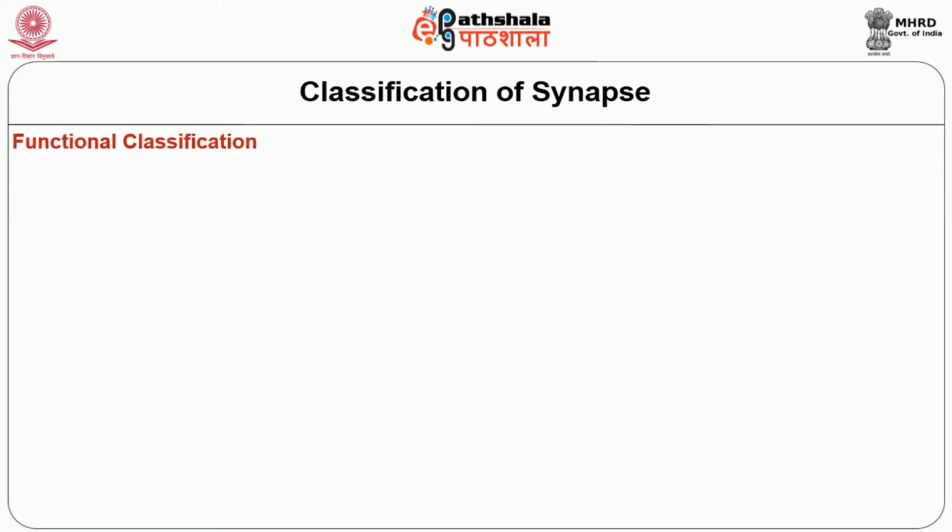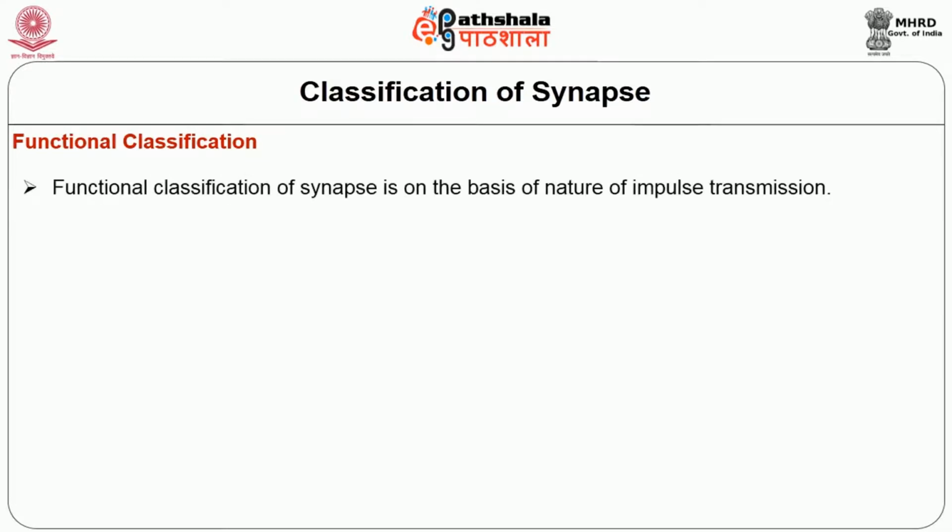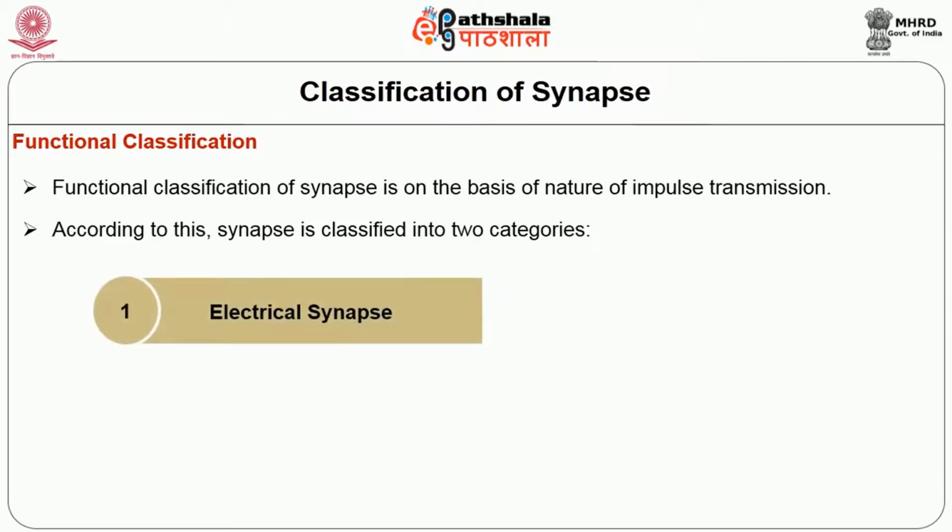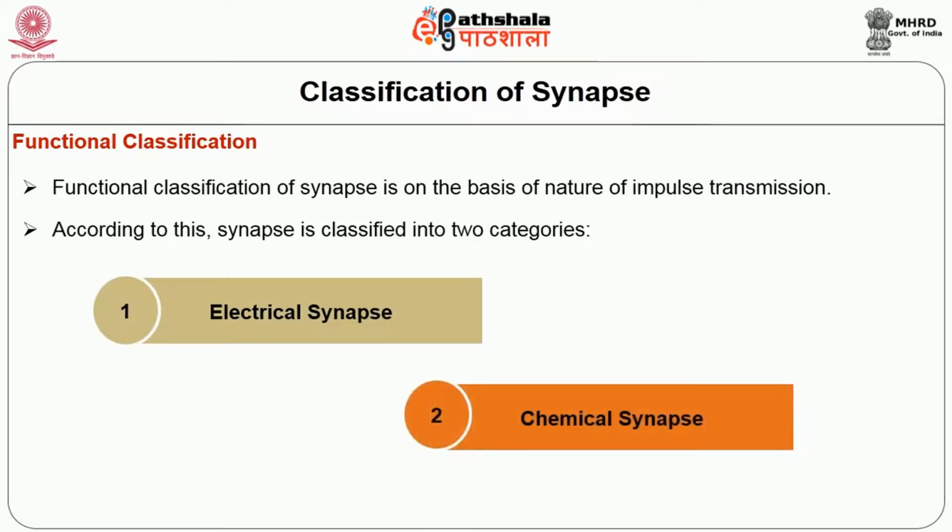Coming to functional classification, the synapse is classified on the basis of nature of impulse transmission. According to this, synapse is classified into two categories as electrical synapse and chemical synapse.